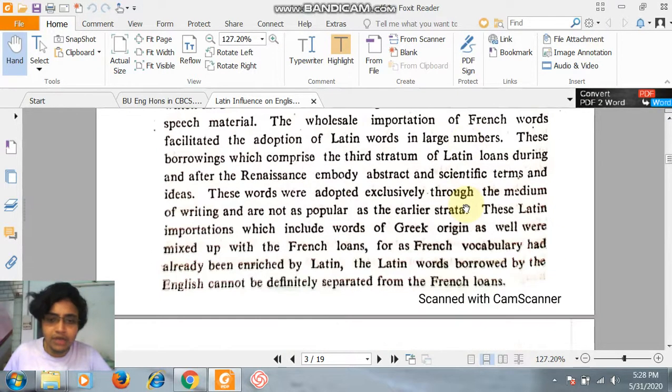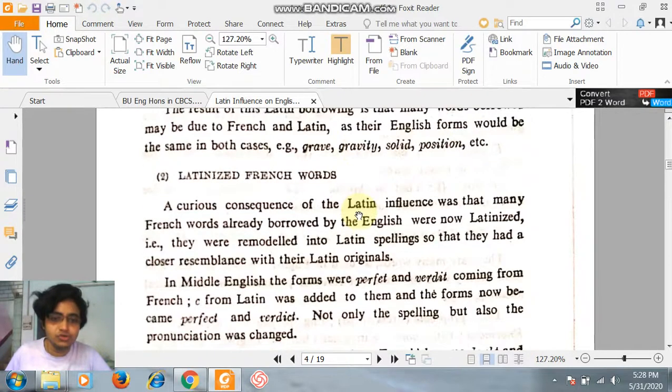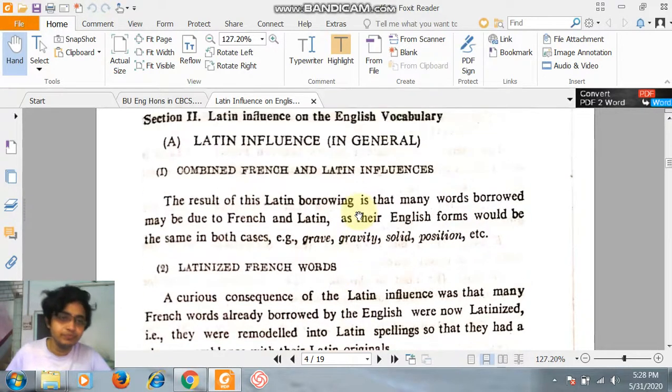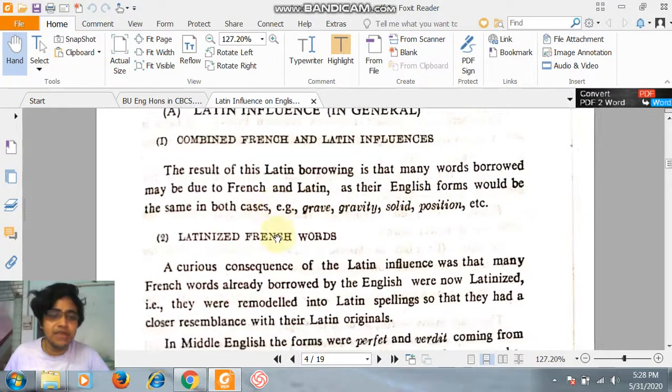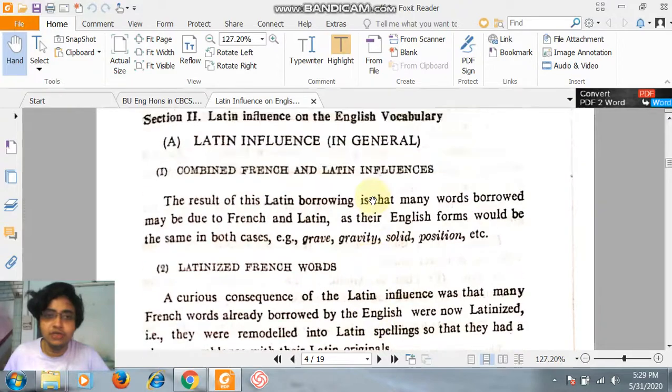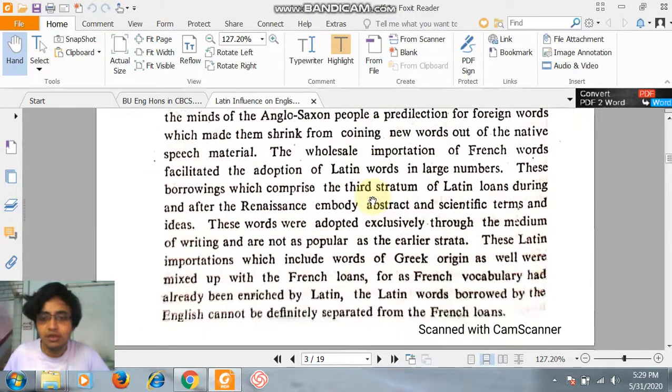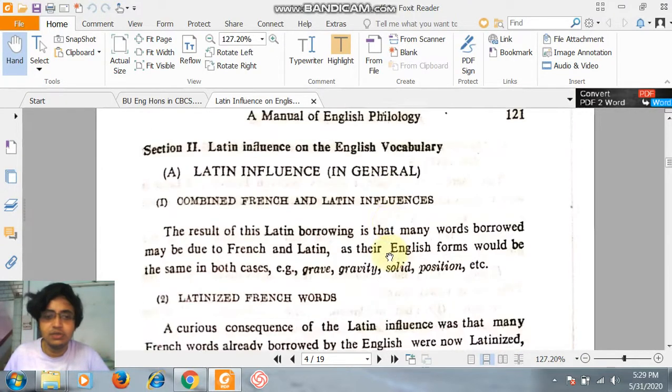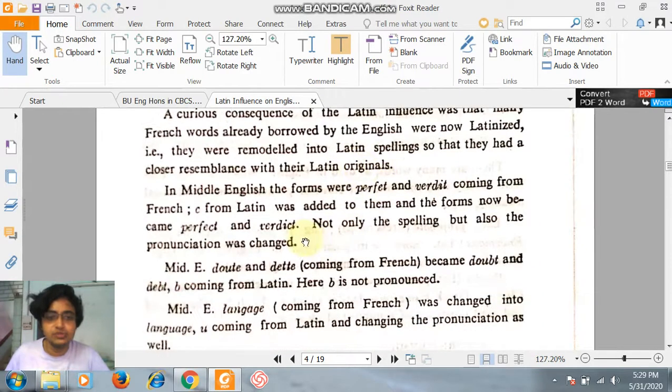So now let us have a look into these words. So what are these terms? Latin borrowing into the English language actually also meant that words like, for example, grave, gravity, solid, position have been borrowed into the English language. Various scientific words have been borrowed into the English language.